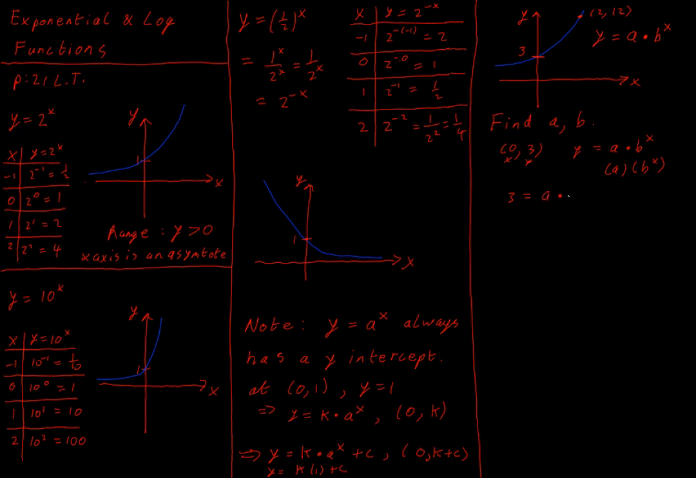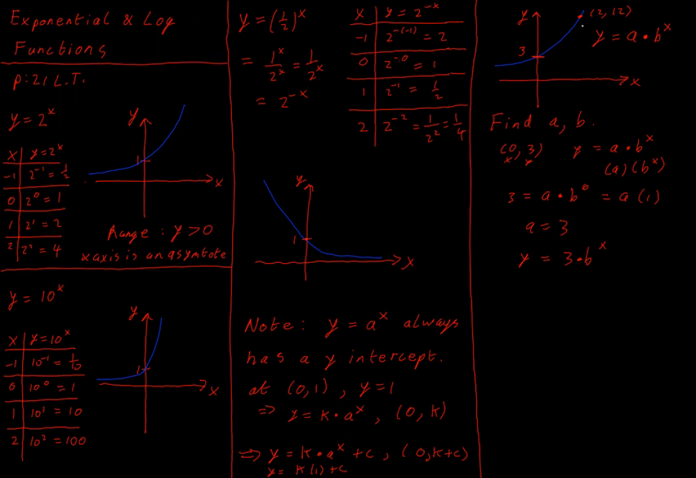So this point solves this equation. A multiplied by b to the power of 0, which is just 1. So this is a on 1. Therefore, a is equal to 3. So that part is sorted. We now know that y is equal to 3 times b to the x, which again you can use brackets for multiply if you prefer. Now, how are we going to find b?